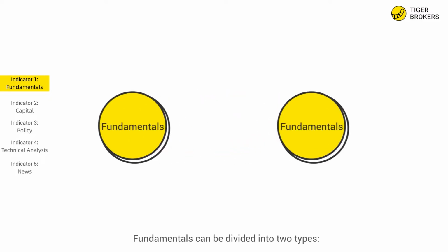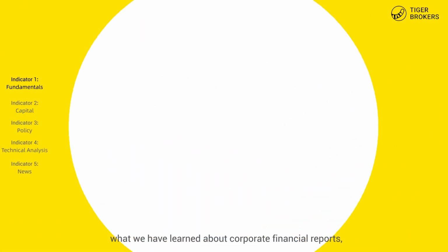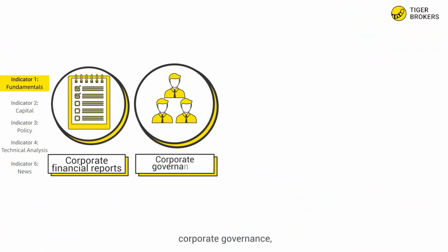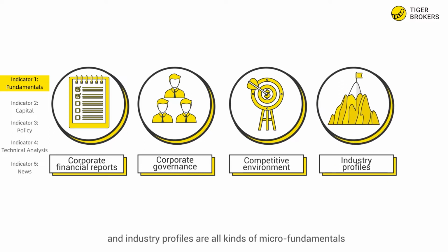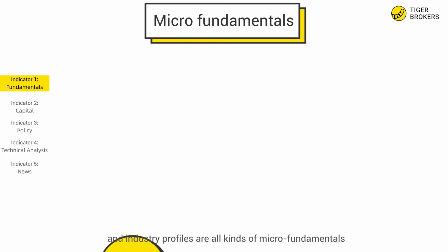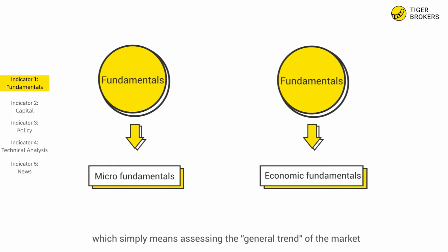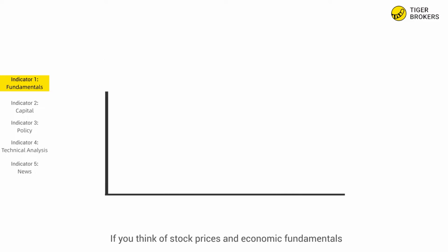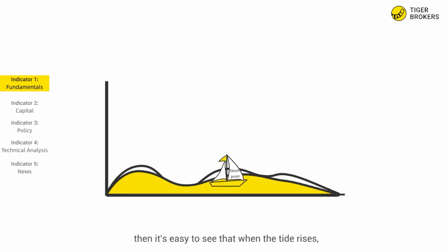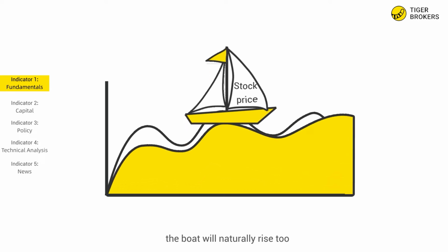Fundamentals can be divided into 2 types. The first type is micro fundamentals. For example, what we have learned about corporate financial reports, corporate governance, the competitive environment, and industry profiles are all kinds of micro fundamentals. The second type is economic fundamentals, which simply means assessing the general trend of the market. If you think of stock price and economic fundamentals as the relationship between a boat and the water, then it's easy to see that when the tide rises, the boat will naturally rise too.